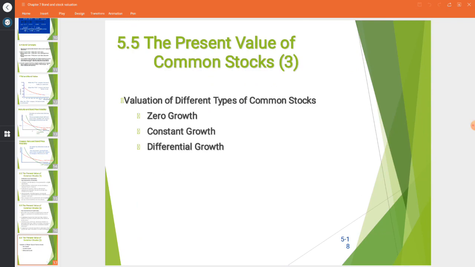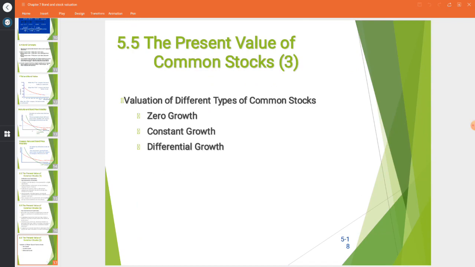The question is how we could evaluate the market price of specific stocks. In this case, we have three different types of common stocks.